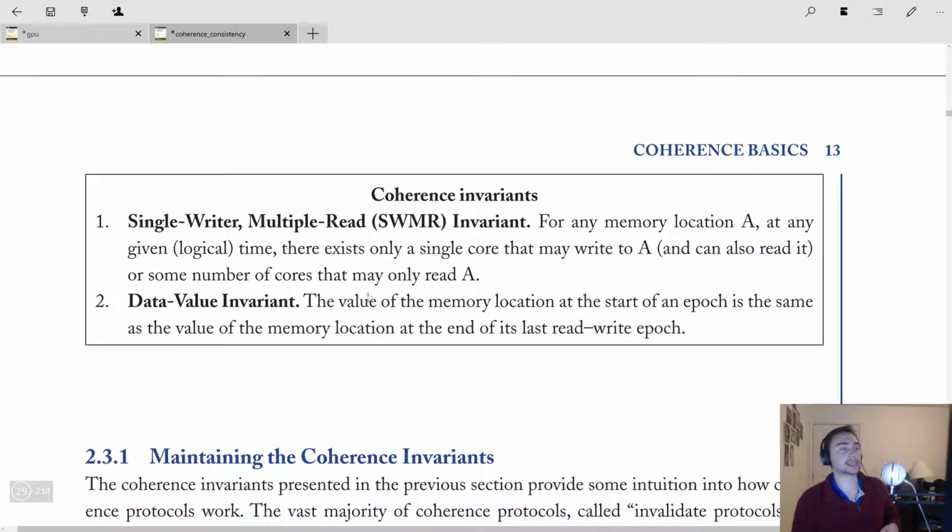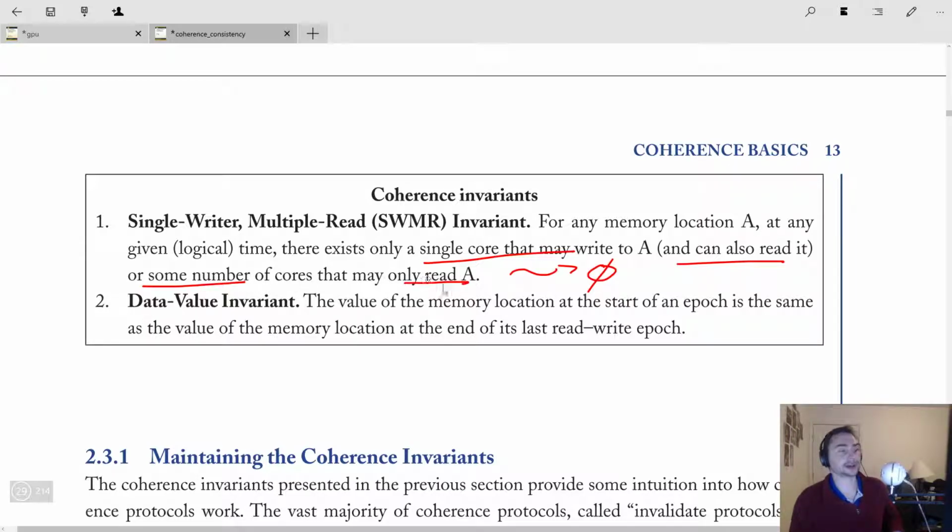Okay, and that's this definition here, right? So we've got two things that we want to make sure happen. We want to make sure that for any memory location A, at any given logical time, there exists only a single core that may write and can also read it, or some number of cores that may read A, which could also be equal to 0.